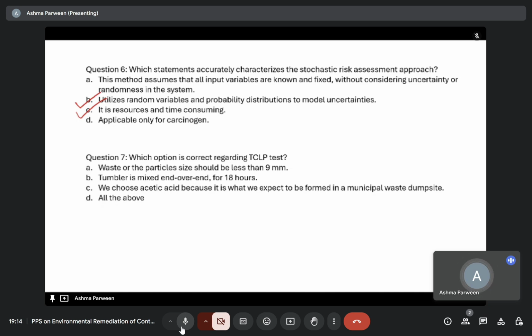So again, I will give you 3 minutes. Just take your time, write the option in the chat box, and then we will discuss the question.